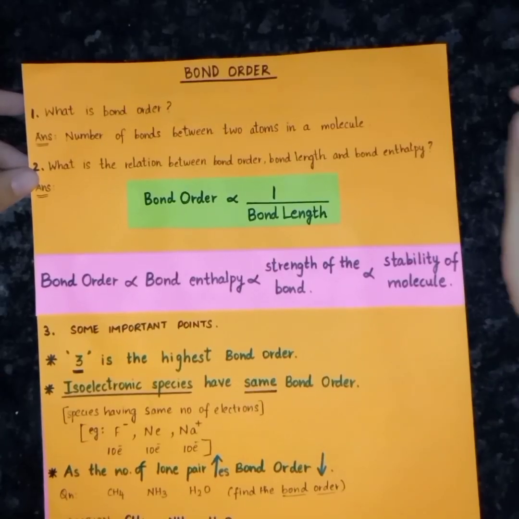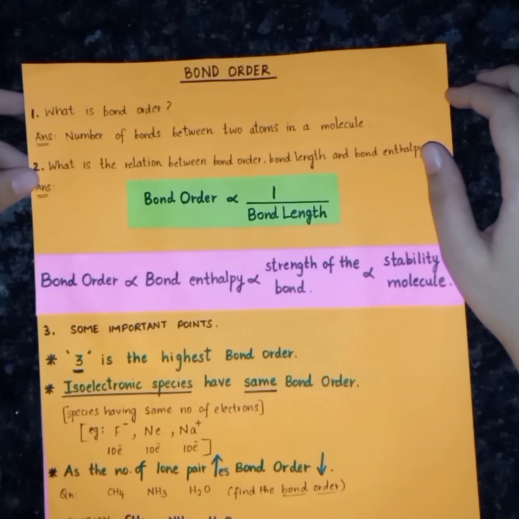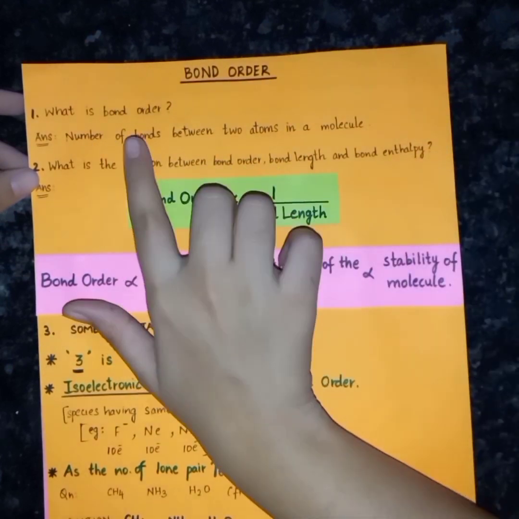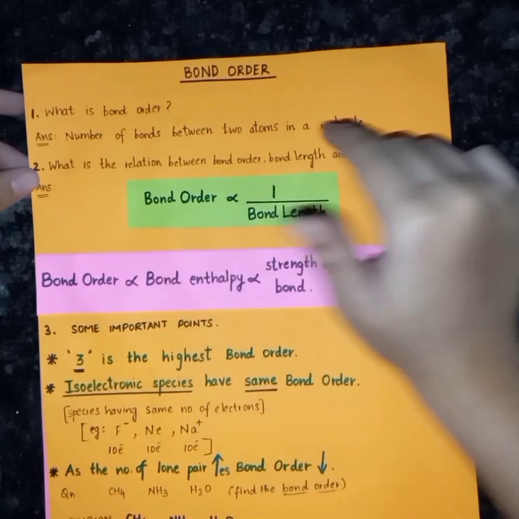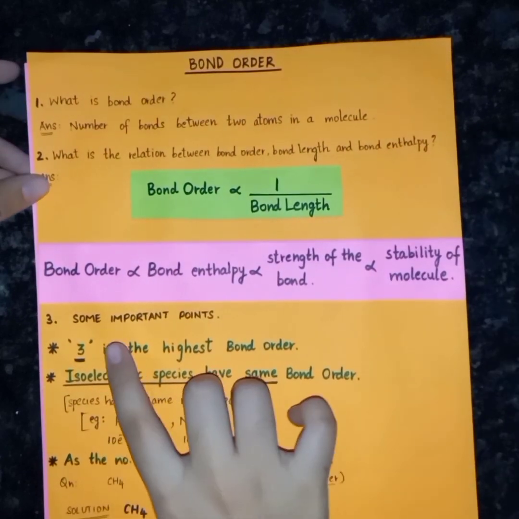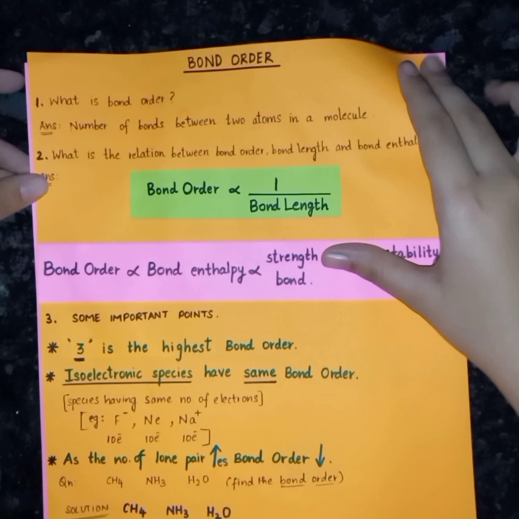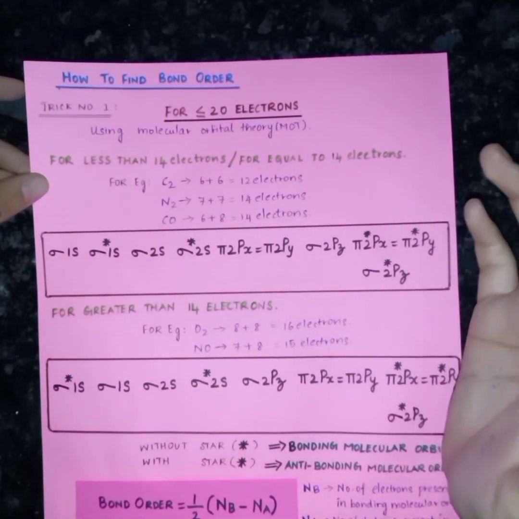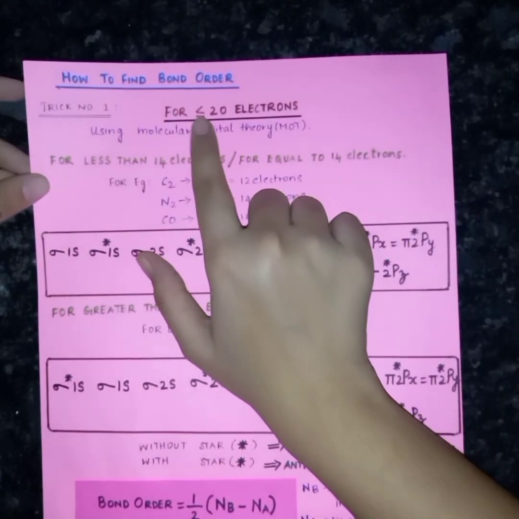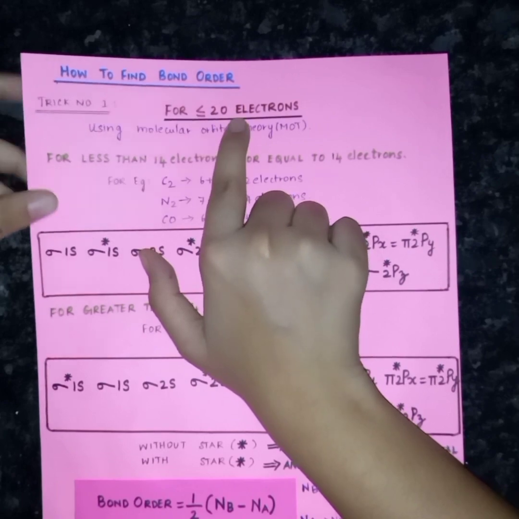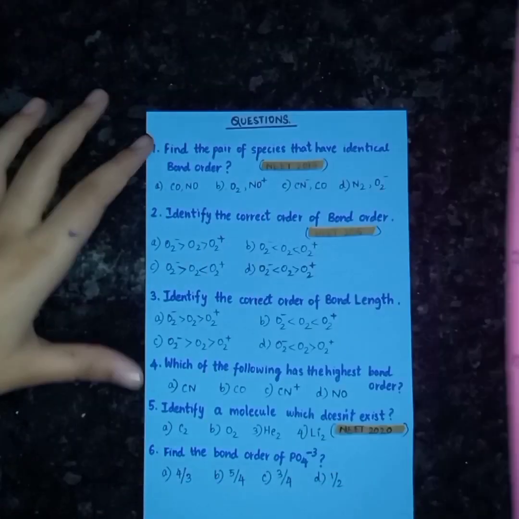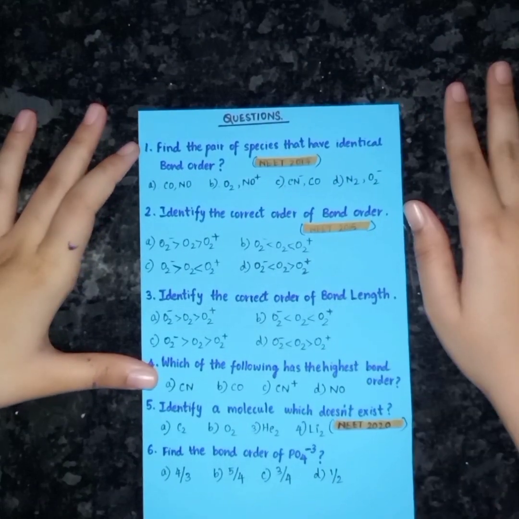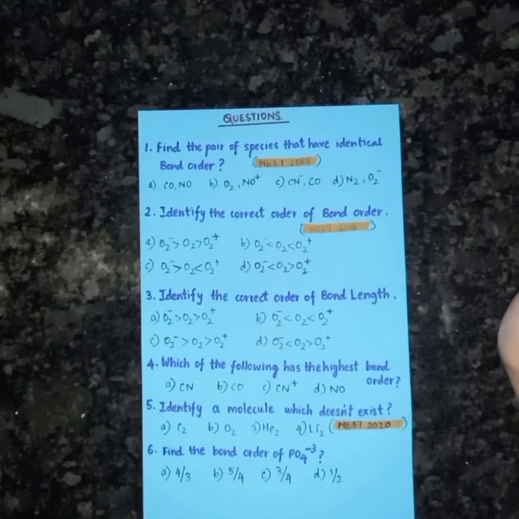Hello friends, in this video we will see about bond order. What is bond order? What is the relation between bond order, bond length and bond enthalpy? Some important points regarding bond order and the tricks to find bond order for less than and equal to 20 electrons and for greater than 20 electrons. At the end of this video, you will be able to solve all the questions regarding this topic.